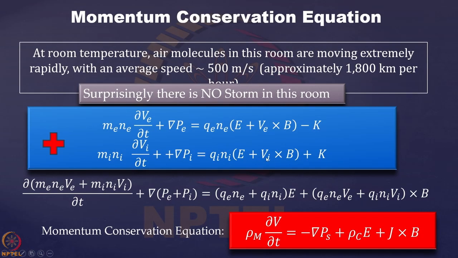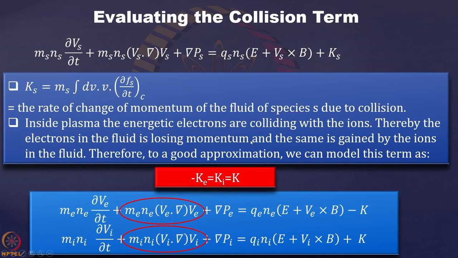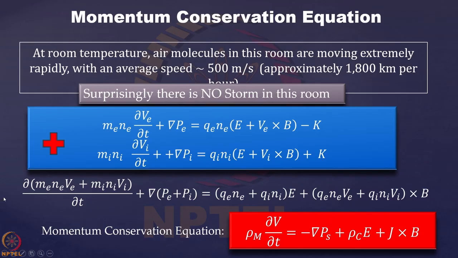We can write this expression as m_e n_e ∂V/∂t + ∇P = q_e n_e (E + V × B) - K. So we are just removing this term and rewriting this again over here, and these are the expressions. So we now add them up, and what we get is ∂/∂t of (m_e n_e V + m_i n_i V_i). These two terms we have added.